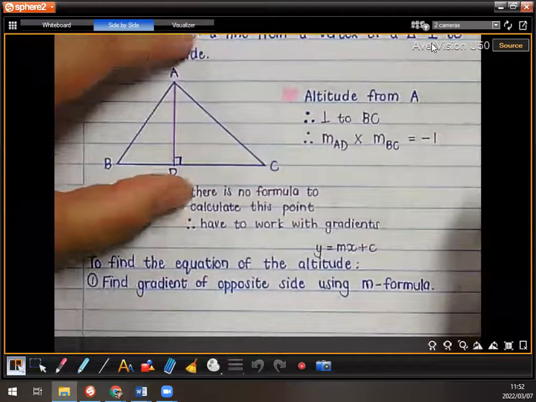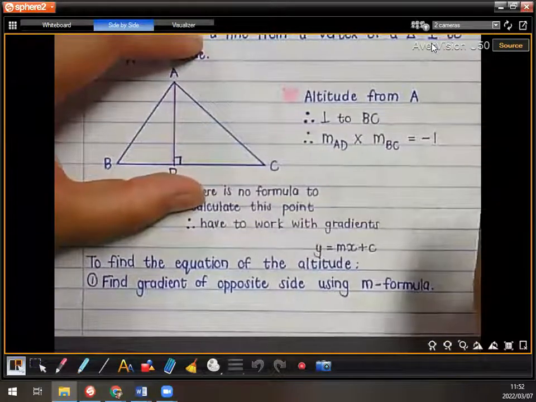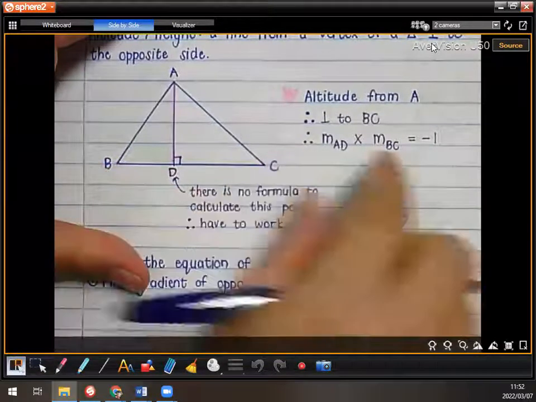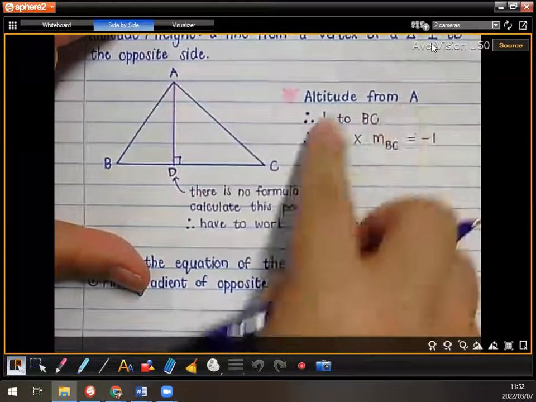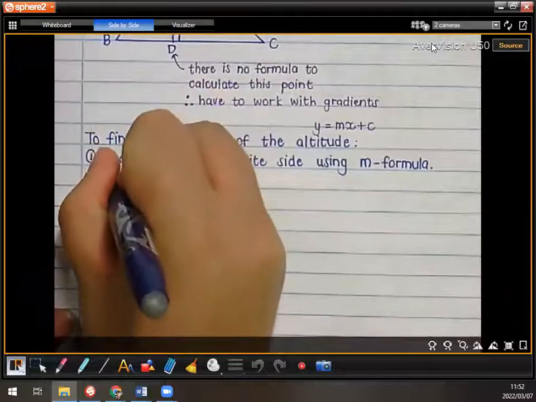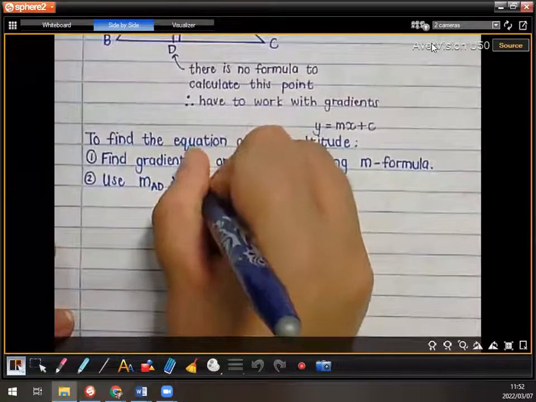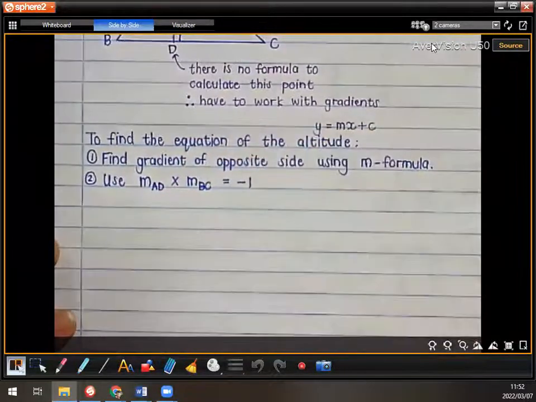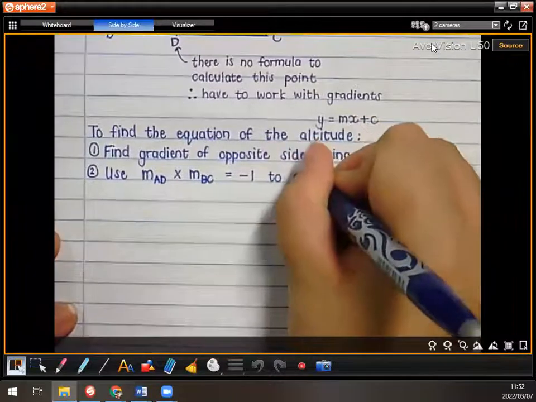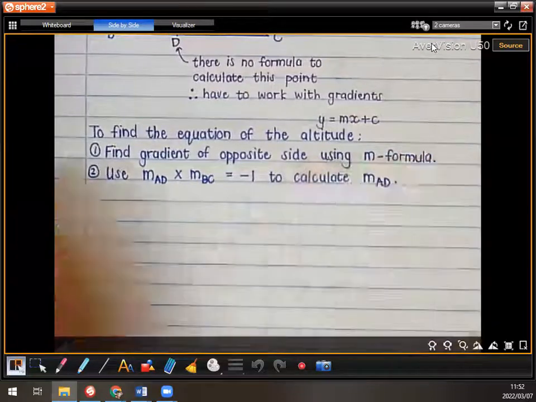But remember, they're asking us to find this equation, so I can't say that this gradient is the same as this gradient. Do you guys agree? These two gradients are completely different. So once I've found this gradient, I'm going to use that formula you'll see now when we do the example to find the altitude. So step two is to use the gradient of AD times the gradient of BC. The letters can be different sometimes, right? To calculate the gradient of AD, the gradient of the altitude.